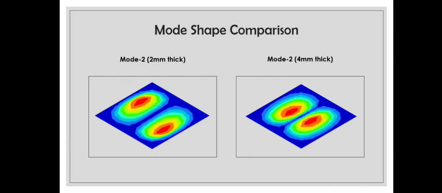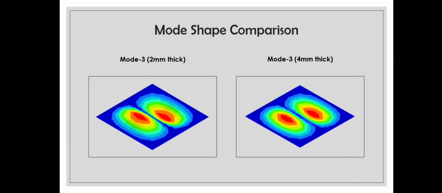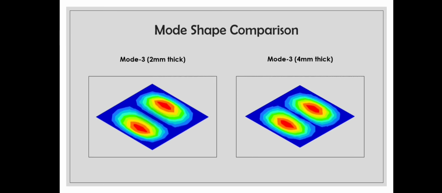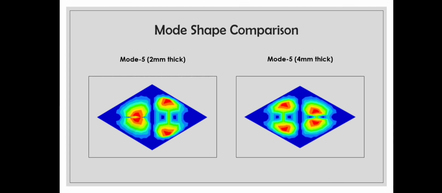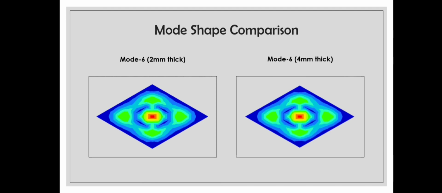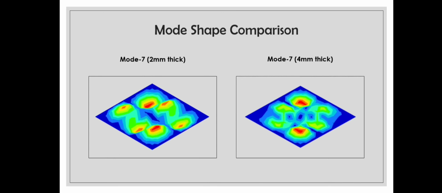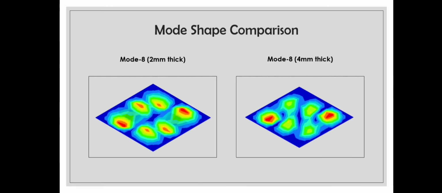This is the second mode shape. It's the same, except for the amplitude. The third mode shape, the same. The fourth mode shape, still the same. The fifth mode, same. Sixth mode shape, still the same. Seventh mode, maybe a little different. And the eighth mode, a little different.